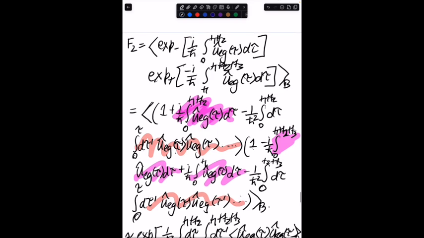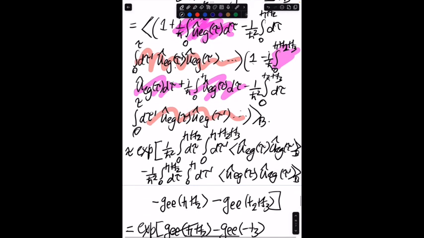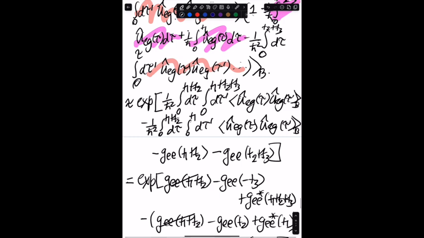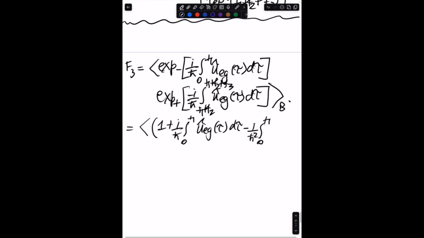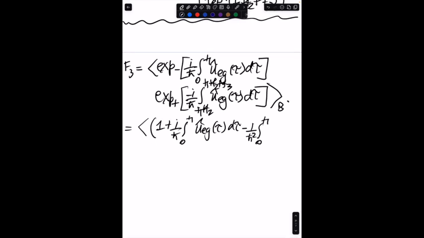So this T1 plus T2 term should have a complex conjugate, which we missed out. So I'm sorry for that. And now we need to do the same thing very carefully for the F3 terms.